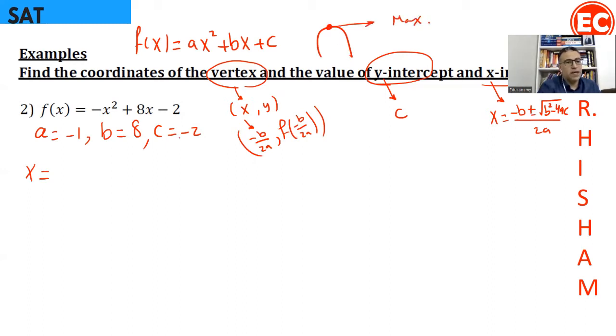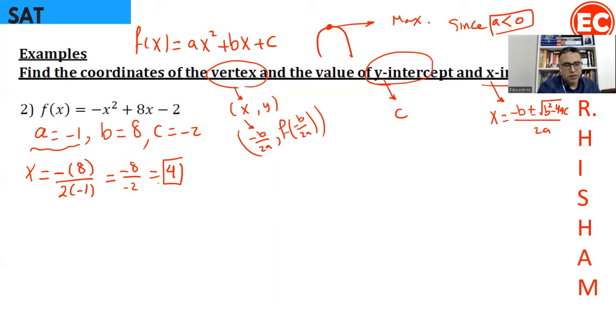To find the vertex, notice that this function opens downward and it has a maximum value. Why is that, Mr. Hisham? Since the value of a is negative, a is smaller than 0, so it opens downward and the vertex is a maximum. So x is equal to negative b, which is negative 8, divided by 2 multiplied by negative 1. 8 multiplied by negative is negative 8, divided by negative 2, which is equal to 4. After I figure out the 4, I replace it instead of x. So it's negative 4 squared plus 8 multiplied by 4 minus 2, which is negative 16 plus 32 minus 2. So it's 32 minus 18, which is equal to 14.